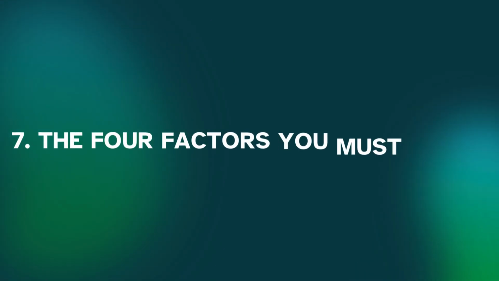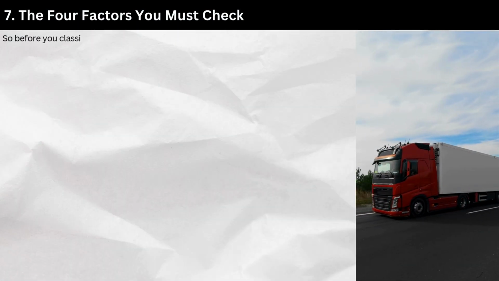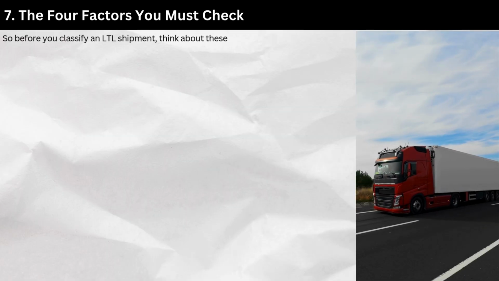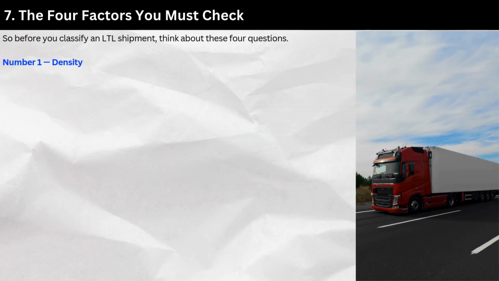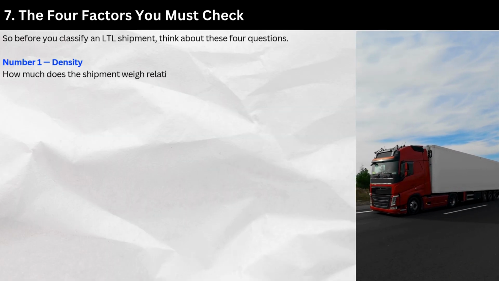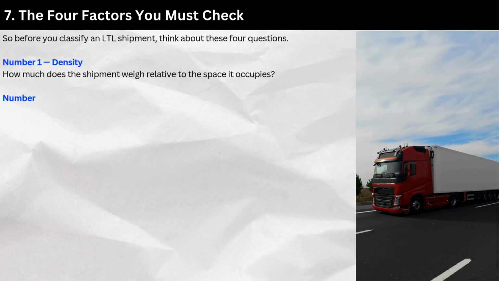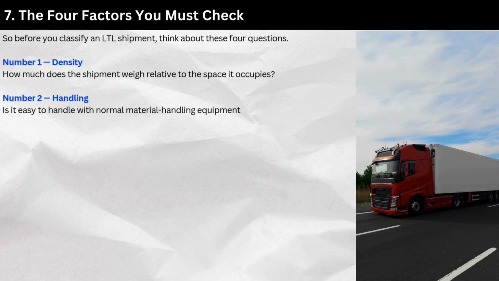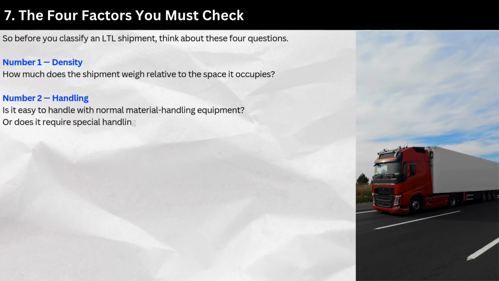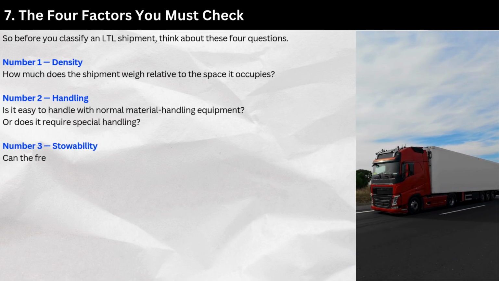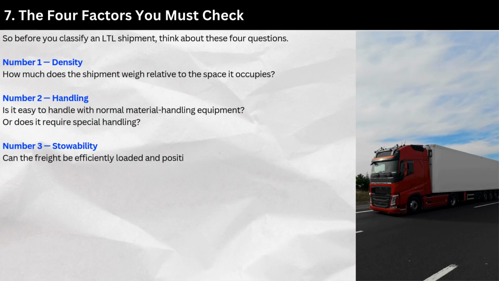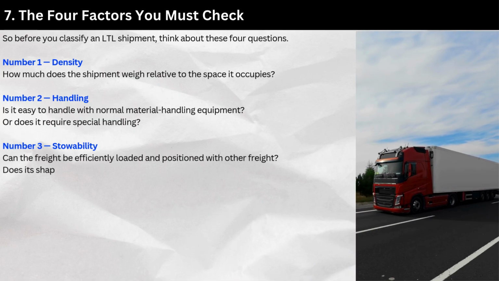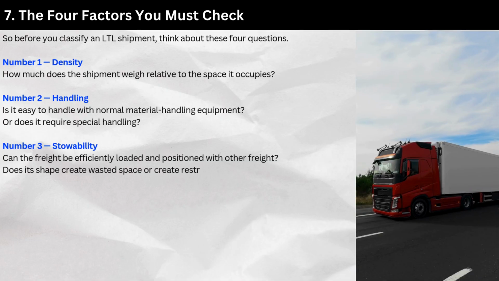7. The 4 factors you must check. So before you classify an LTL shipment, think about these 4 questions. Number 1. Density. How much does the shipment weigh relative to the space it occupies? Number 2. Handling. Is it easy to handle with normal material handling equipment? Or does it require special handling? Number 3. Stowability. Can the freight be efficiently loaded and positioned with other freight? Does its shape create wasted space or create restrictions?